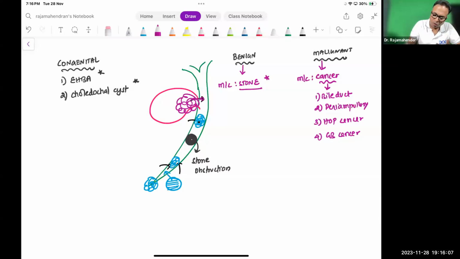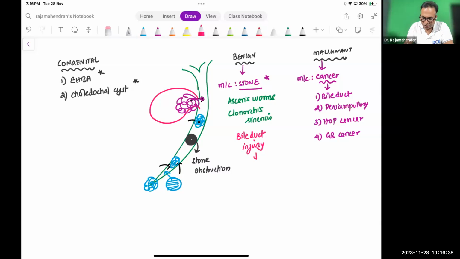In benign cases, there are still more causes like Ascaris worms. Obstruction by Ascaris worms, please don't forget. And obstructive jaundice caused by Clonorchis. Though it is not seen in India, Clonorchis sinensis, the Chinese liver fluke, can cause obstruction. Or any injury to the bile duct during surgery, like bile duct injury.